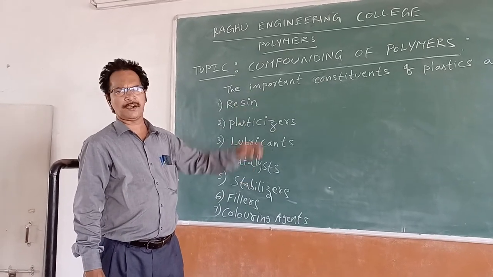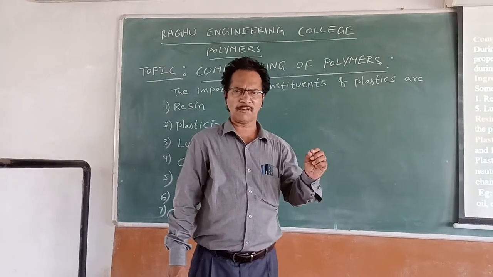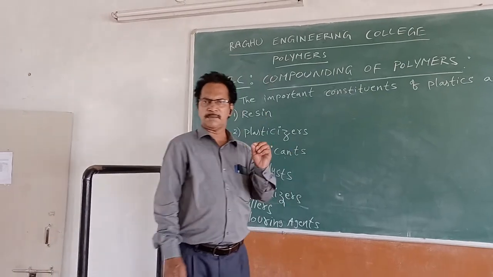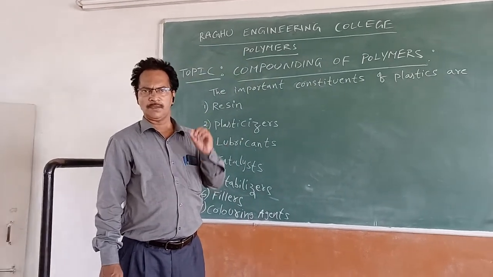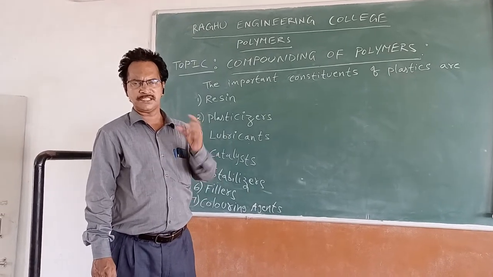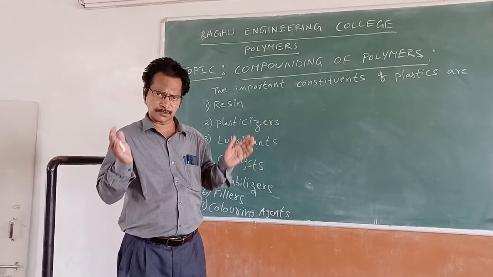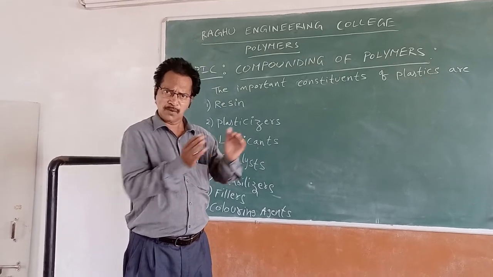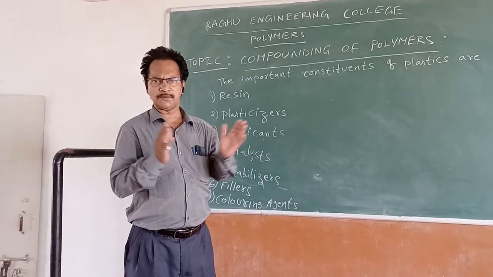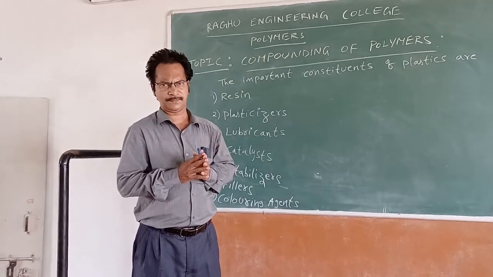First, we shall discuss what is resin. The polymer product, or the product of polymerization, is called resin. Resin is the major constituent of the polymer. What is the important function of the resin? Resin acts as a binder which holds the other constituents together and keeps them as one object. Resins are of two types: thermoplastic resins and thermosetting resins.